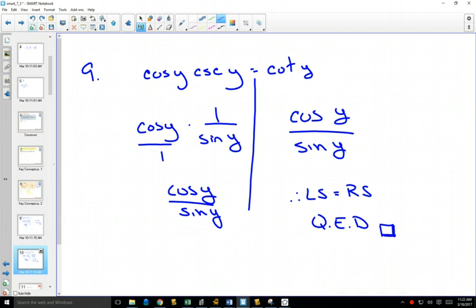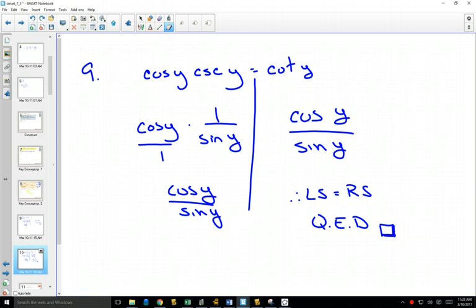Not too bad, right? Didn't see how this was going to work necessarily right from the beginning, but then we went and changed something. And we changed something that we could easily change. And here we sort of were introduced to the strategy of, hey, I could change something to sine and cos. And if everything's in sine and cos, then there's a good chance that they're going to equal each other.